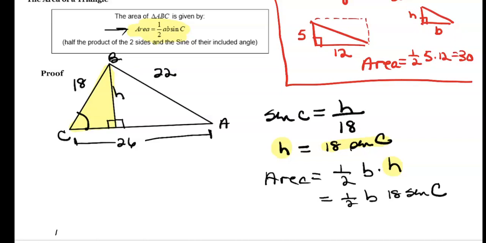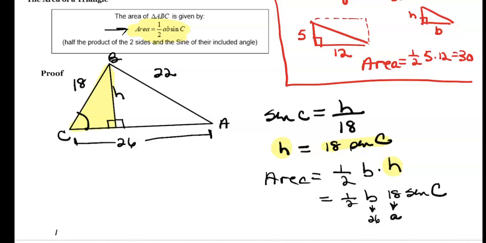Okay, what else can I figure out from here? What's 18? Oh, 18's across from capital A. So isn't that 18A? And what's the base? Well, look, the base, isn't that across from capital B? So wasn't that the 26?